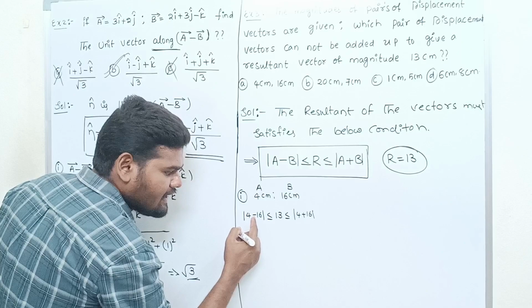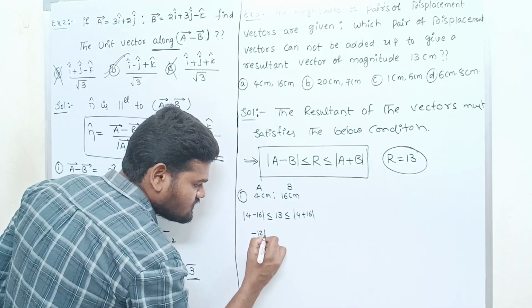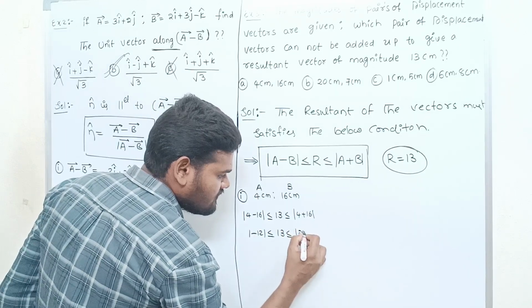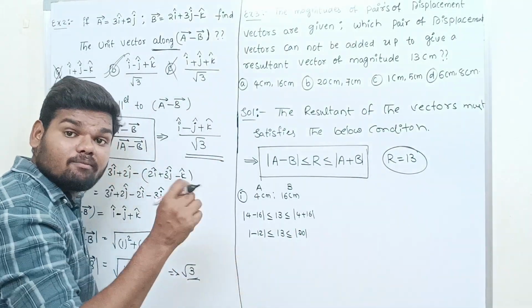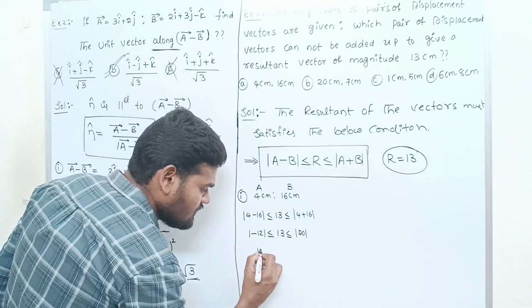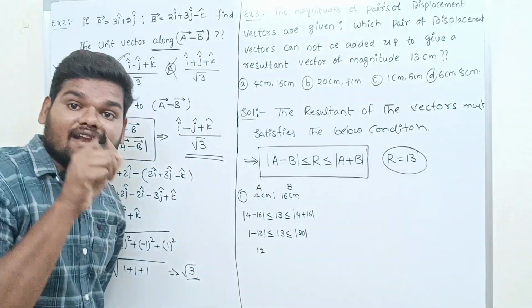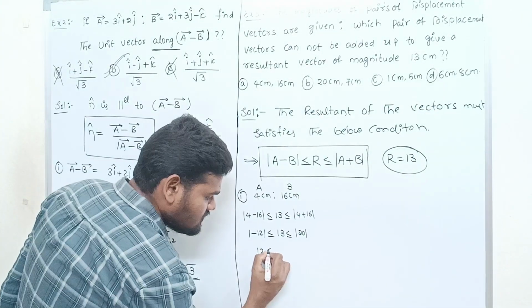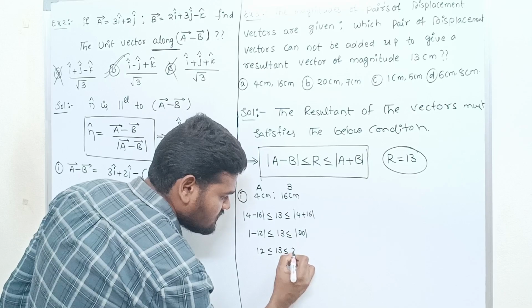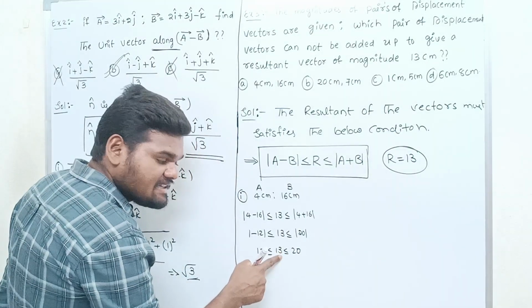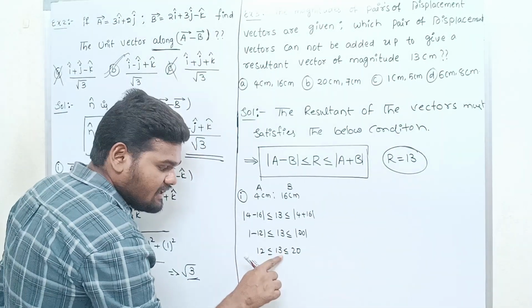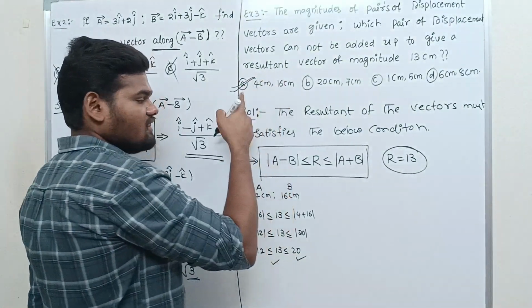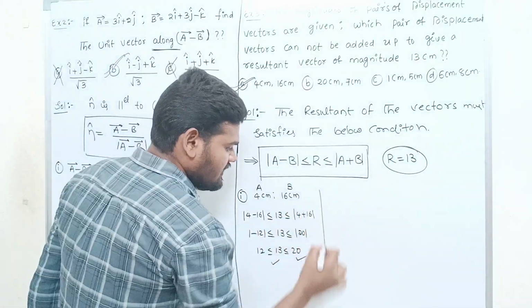So 4 minus 16, we will get minus 12, less than or equal to 13, less than or equal to 16 plus 4, 20. So magnitude of minus 12, we will get plus 12. Whenever you place a negative term inside the magnitude, it becomes plus. Okay. So 12 is less than or equal to 13, which is less than or equal to 20. Have a look. 12 is less than 13, condition satisfied. 13 is less than 20, condition satisfied. So this is not wrong. This is a correct option. Okay. Right. What do we choose?